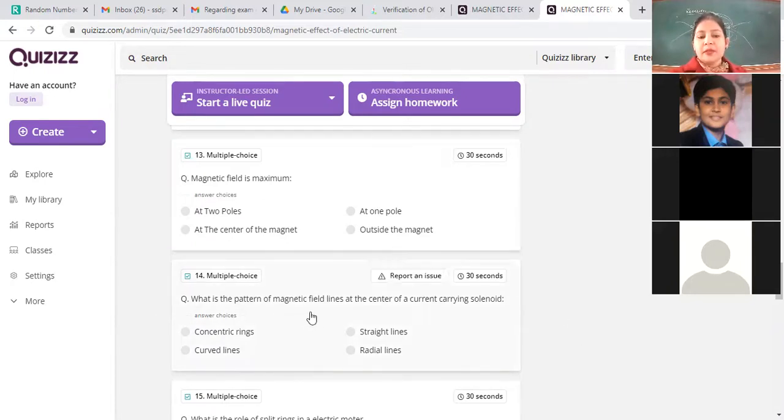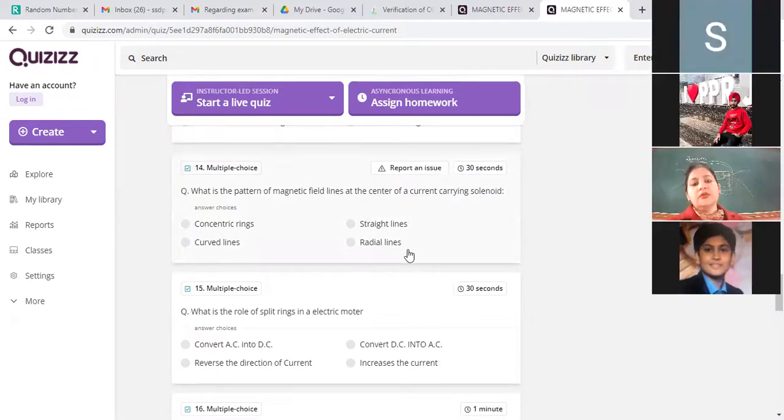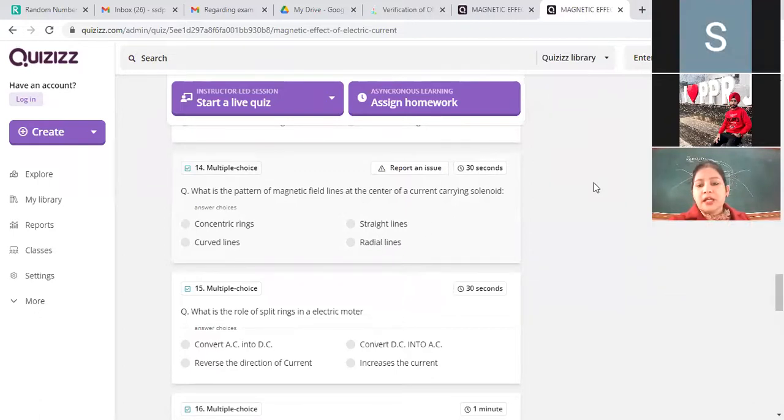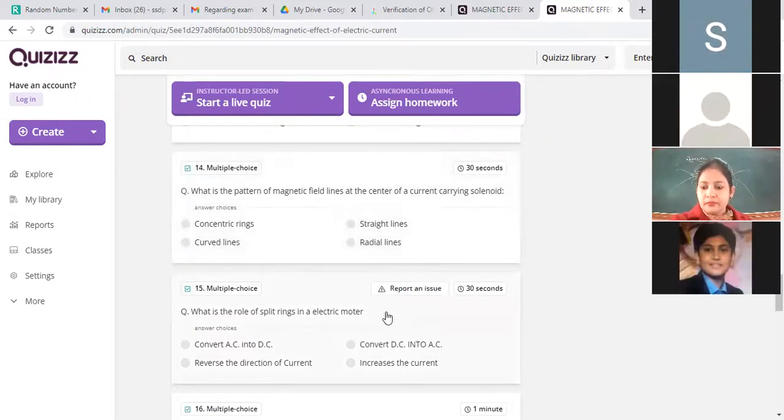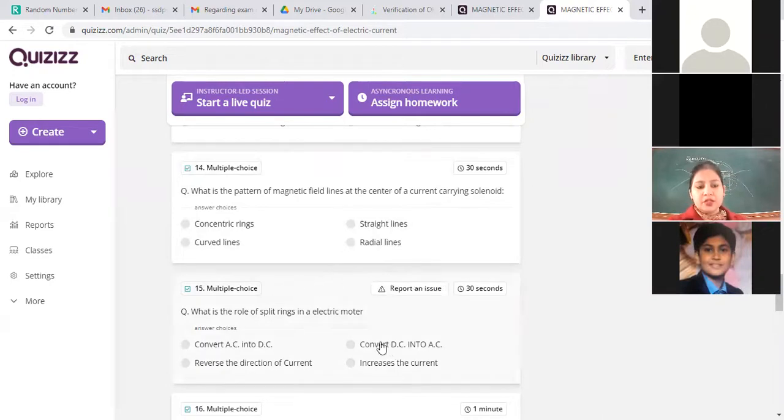What is the pattern of magnetic field lines at the center of a current carrying solenoid? It's drawn in front of you. So they are asking at the center. Dhruv: Ma'am, straight lines. Yes, these are straight lines parallel to each other.